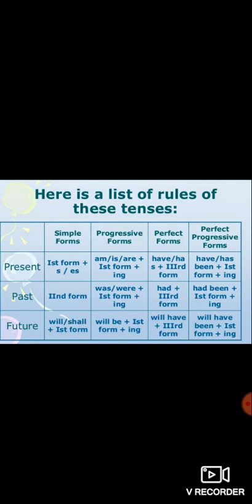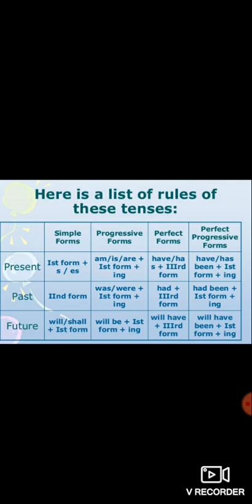Third aspect is perfect. Present perfect is has, have with third form, past perfect is had with third form, and future perfect is will have with third form. So here also you can see that only third form is used in the perfect aspect, and only the helping verb changes: in the present has, have, in the past had, and in the future will have.